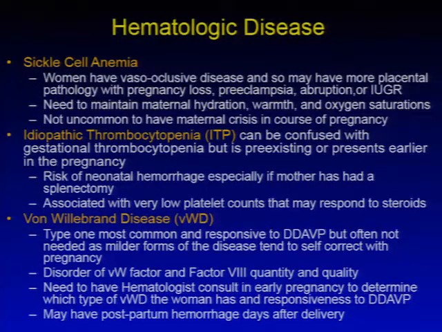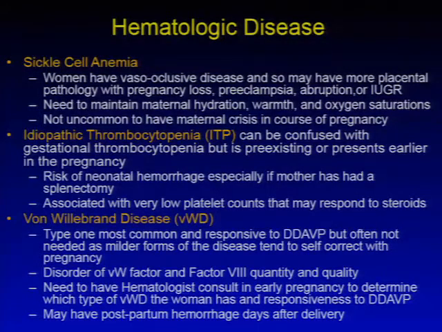Idiopathic thrombocytopenia in a pregnant woman can be confused with gestational thrombocytopenia, but is pre-existing or presents earlier in the pregnancy than the other. There is a risk of neonatal hemorrhage, especially if the mother has had splenectomy because of pre-existing disease. And it can be associated with very low platelet counts that may respond to steroids.